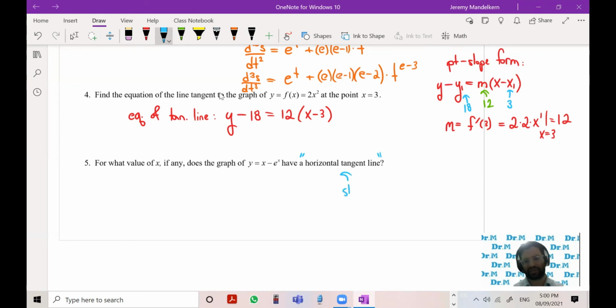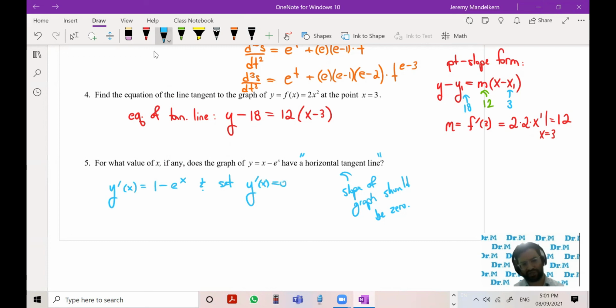Okay, so the slope of the graph should be 0, okay, when there's a horizontal tangent line. And we can go ahead and find where the slope is 0 by computing the derivative of the function. So we get, in this case, y prime, it's a function of x. It is going to be 1 minus e to the x. And now set this y prime of x equal to 0.